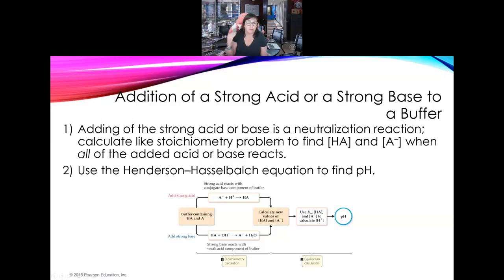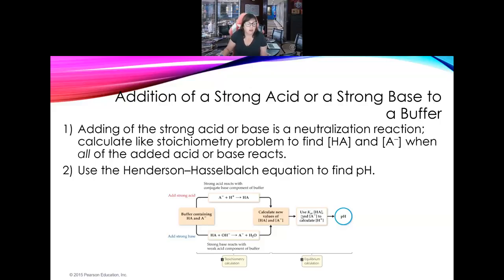So what I've effectively done is reduced the amount of A minus present and added to the amount of HA that's present by the amount of moles of strong acid that were added. Then I have a new HA and a new A minus, and then can use the Henderson-Hasselbalch equation to calculate what the new pH is going to be. Or if I have a pH, then I can figure out what the ratio of those things are.